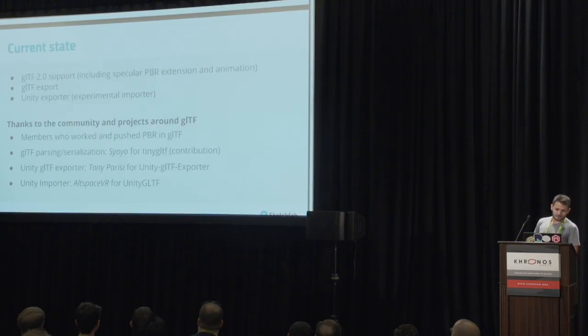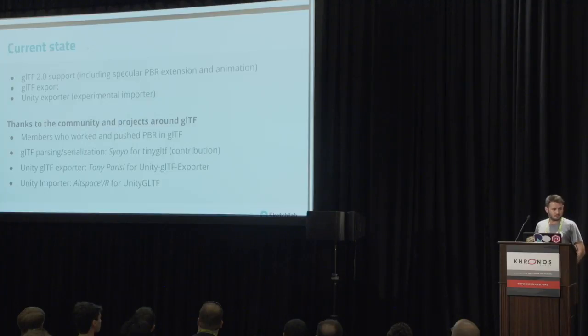A few words about the current state. So today we support glTF 2.0 on the website, including a specular PBR extension and all the types of animations inside the file. Since the last release, we are also able to get glTF content from all the downloadable models from Sketchfab, in addition to their original file formats. And we also have the Unity exporter and the experimental importer to get and export the assets from Unity to Sketchfab and so on.